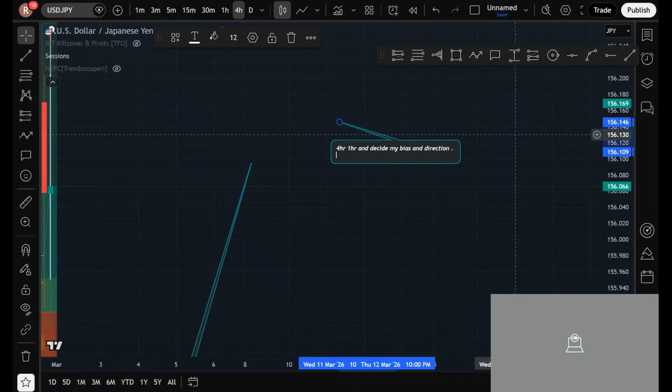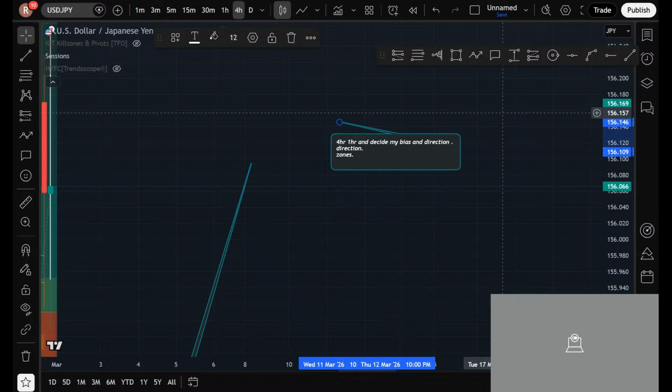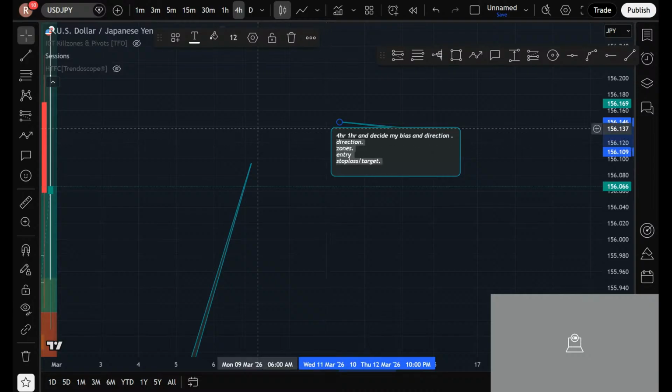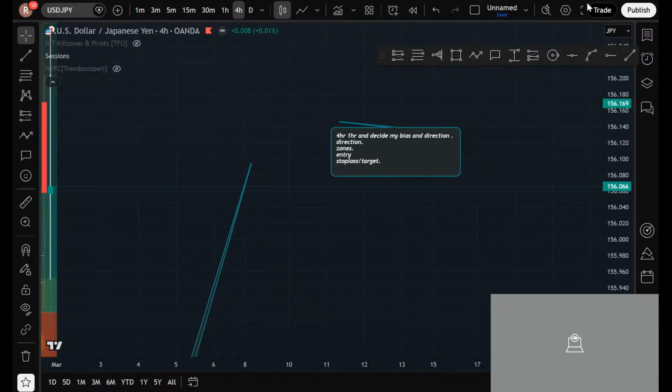So look, for every trade you take, there's only four things you should decide. The first important thing is direction. The second important thing is zones, where you are taking trades from, and the third is entry, stop loss, and target. That's all you need. If you include these four things in your strategy, everything is easy for you.